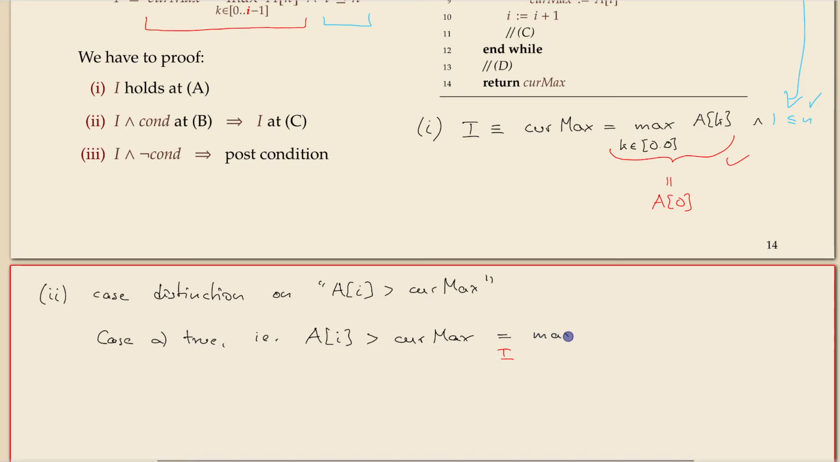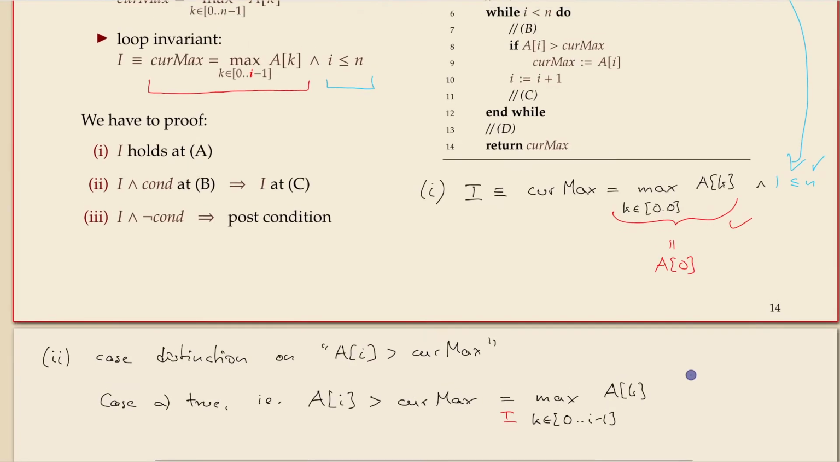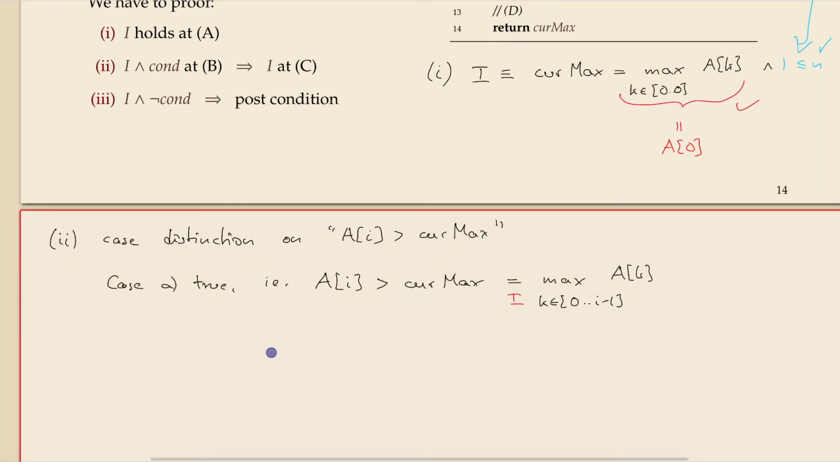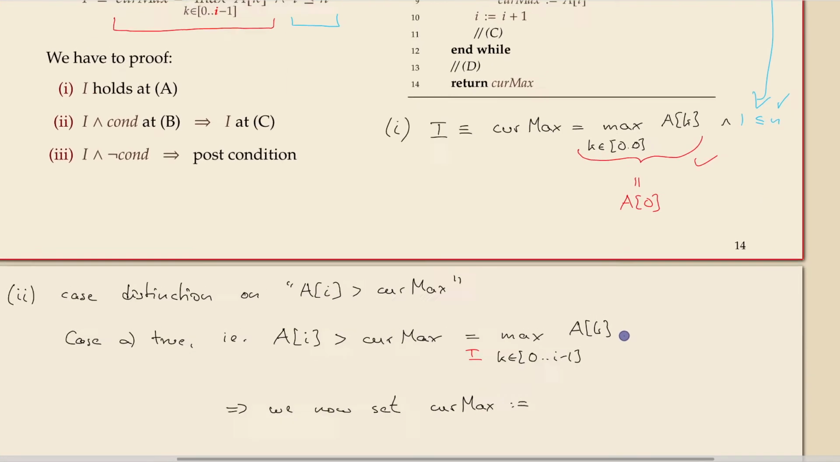Namely, that current max so far is the maximum of this expression, just up to I minus 1. If we're in this case, then the if statement is true and the then branch is executed. So we assign current max and we set it to A of I.